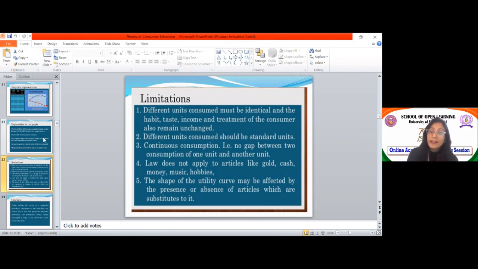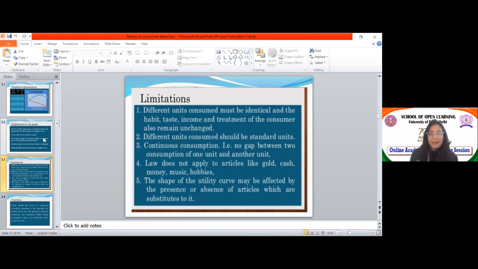The shape of the utility curve may be affected by the presence and absence of the articles which are substitutes to it. सपोज करो आइसक्रीम के अलावा कोई और भी चीजें, like suppose फलूदा is available और रबड़ी is available and you want to have that as a sort of substitute as a sweet, then you know your utility curve may be different.